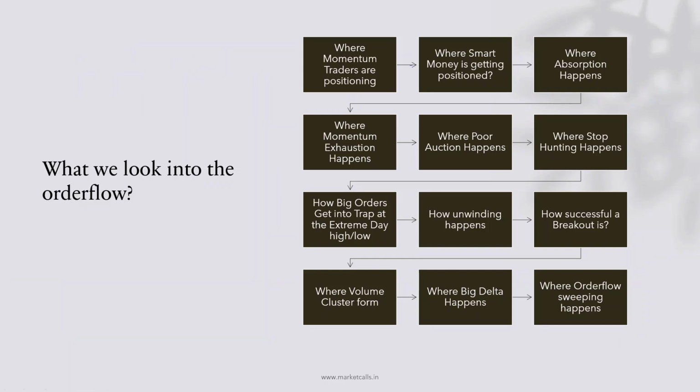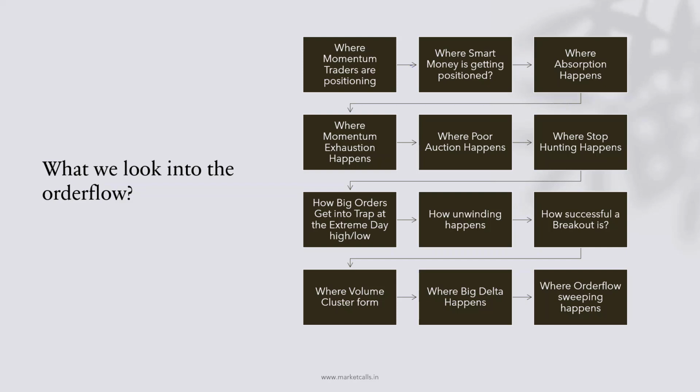So when I'm looking into the order flow, let's see what are the things that I'm looking for. Most likely, I'll be looking for where the momentum is happening, where the smart money is getting positioned. Is there any absorption happening or not? Where the initiative drive is happening, where the momentum exhaustion is happening, where stop hunting is happening, where poor auction is happening, whether the low is secured or not, whether it's a strong secure low or a weaker secure low, where the order flow sweeping is happening, where bigger orders are happening, how unwinding is happening. Is there a chance of a breakout failure happening or not? Or where people will be keeping their stop loss?